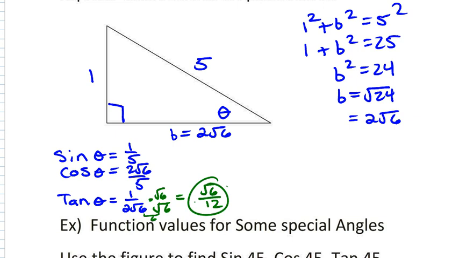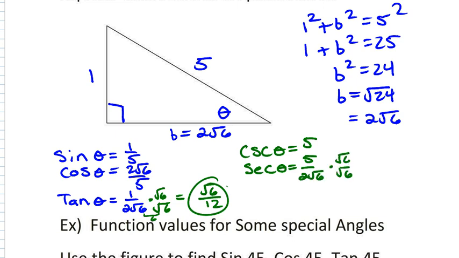Now, for the reciprocals, the cosecant is just 5, because 5 over 1 is 5. The secant is where it gets a little more dicey, because the reciprocal of that is 5 over 2 square root 6. So remember, we rationalize to get 5 square root 6 over 12, because the square root of 6 times the square root of 6 is 6, times 2 is 12. And then the cotangent, well, when we take the reciprocal of the original here, that's just 2 square root 6.